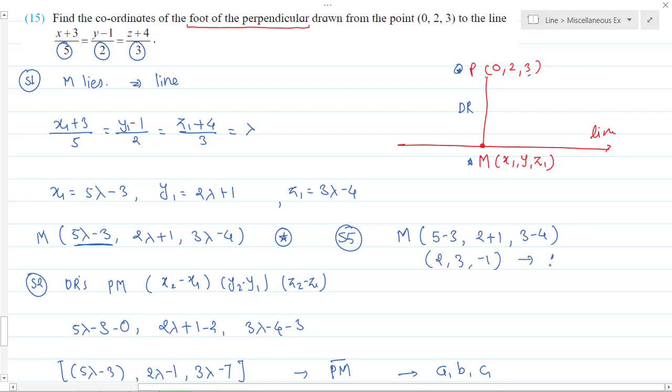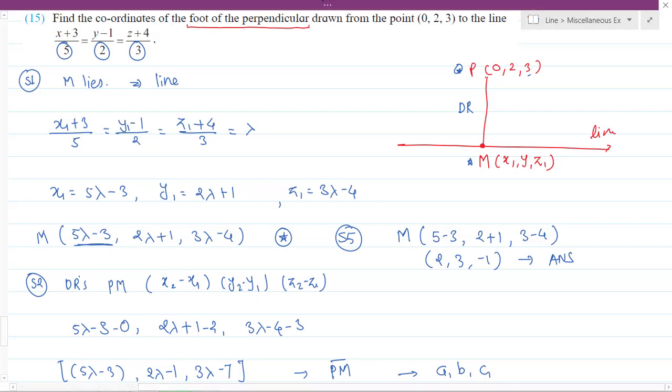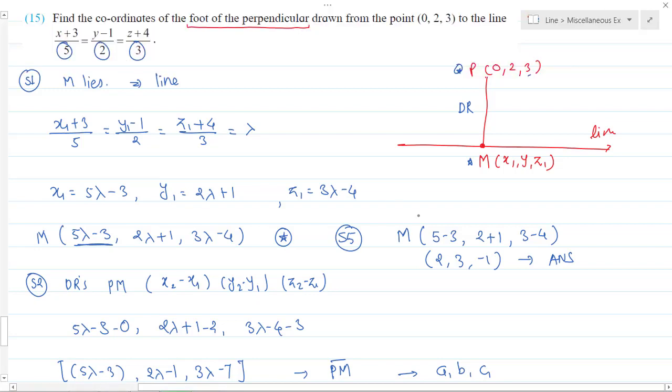So this is the answer for this question. This is the coordinate of the foot of the perpendicular. I hope you have understood everything in this question. It's very simple and very important. Trust me, you can expect this type of question in your exam. Now let's see question number 16.